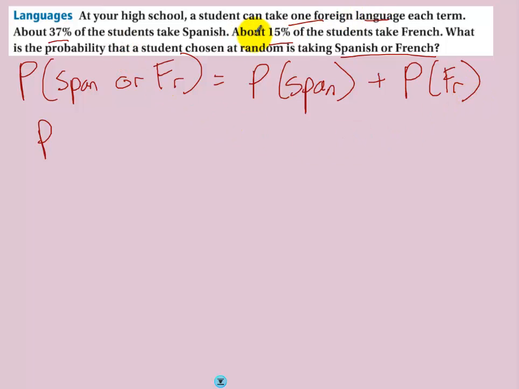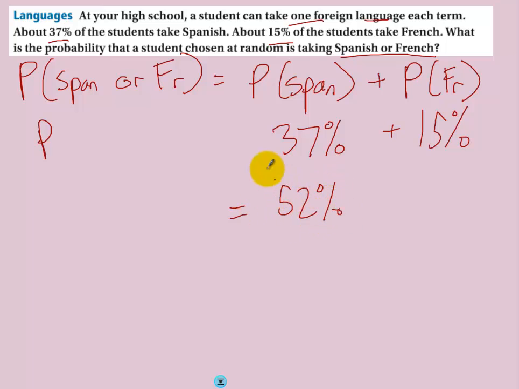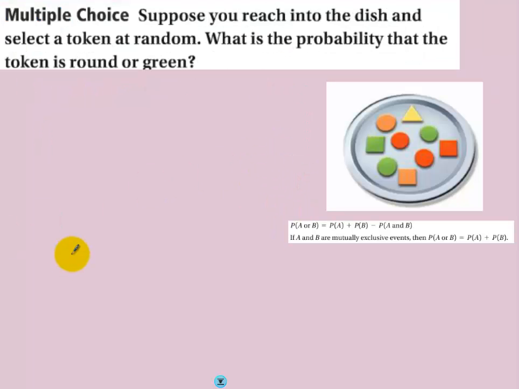What's the probability of Spanish? It is 37%. What's the probability of French? 15%. If you add those up, you will get a total probability of 52%. And that is your answer. Moving on. So we have another example here.